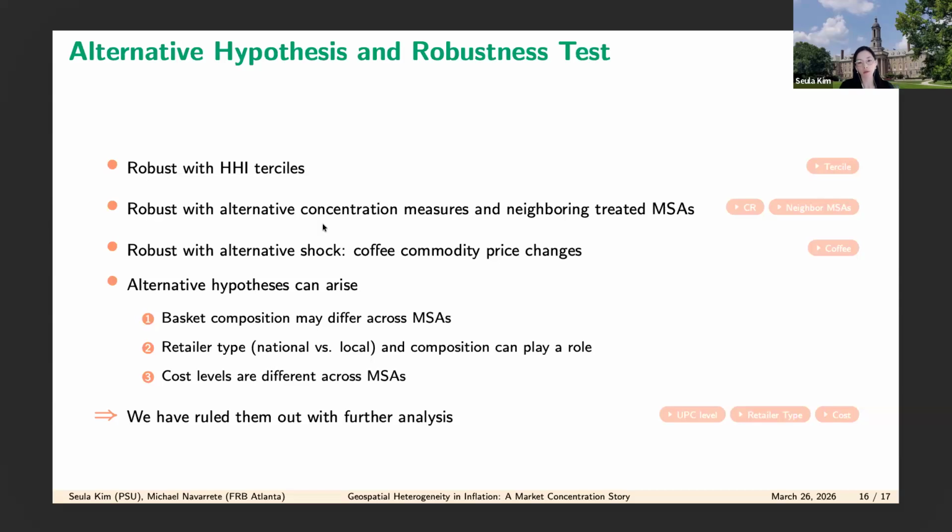And also we adopt another shock to run this regression. So we follow one of the papers by Kunal Sangani, who is another presenter today, and use coffee commodity price changes as another exogenous cost shock, and confirm this result in a consistent way. And lastly, we have also ruled out some alternative hypotheses that could explain these results, either through consumption basket composition varying across regions or retailer composition varying across regions. And also there might be other sources of cost that can create different responses of prices. We have ruled them out with further analysis.